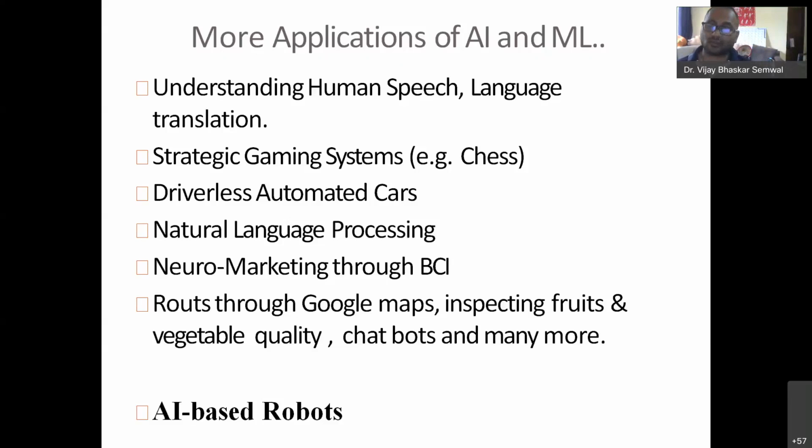Inspecting fruit and vegetable quality, whether vegetables are ripe or raw, and whether they are in a condition to be transferred from one location to another and survive for food. Chatbots and many more. For AI-based robots, we are expecting such intelligent behavior. They should understand human speech, communicate with human beings, translate languages, have capability for strategic planning, have natural language capabilities, and understand BCI. Okay.